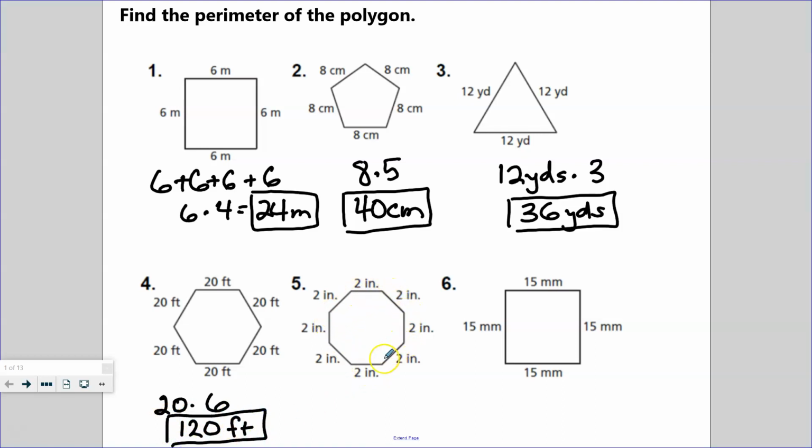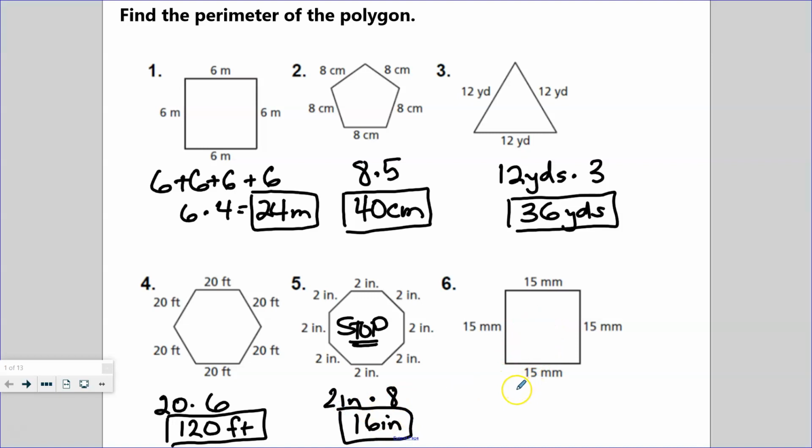You might recognize this shape. You'll see these on most street corners as a stop sign, and it's an octagon, right? An 8-sided shape. 1, 2, 3, 4, 5, 6, 7, 8. And so we have 2 inches times 8, and we have 16 inches around the octagon.